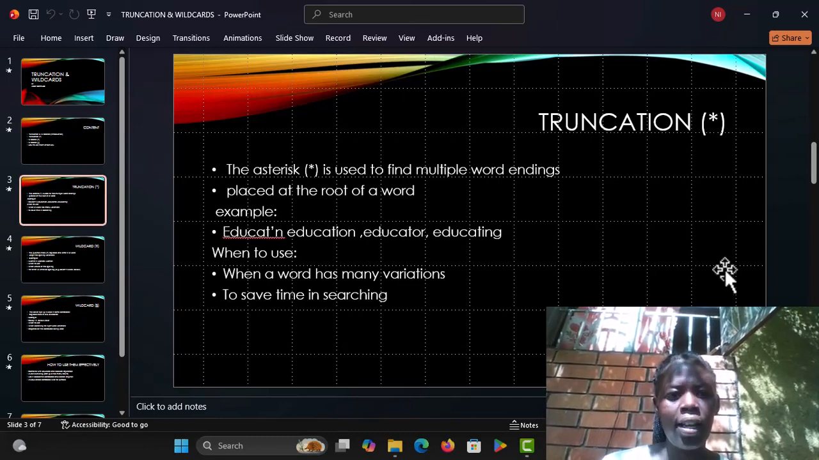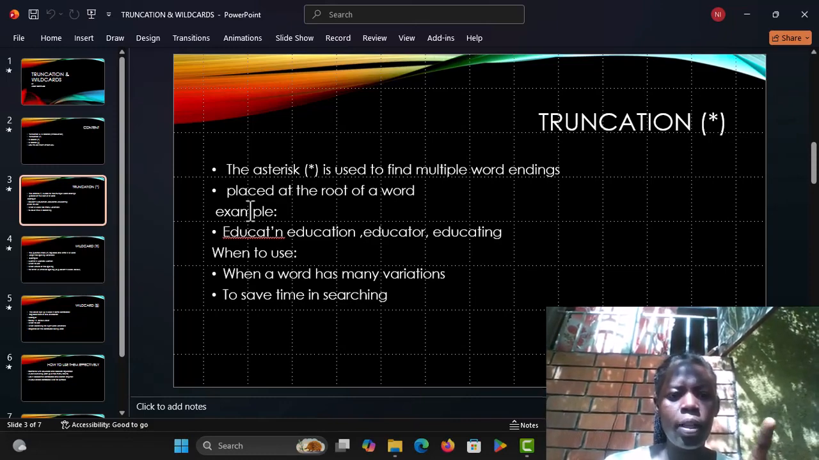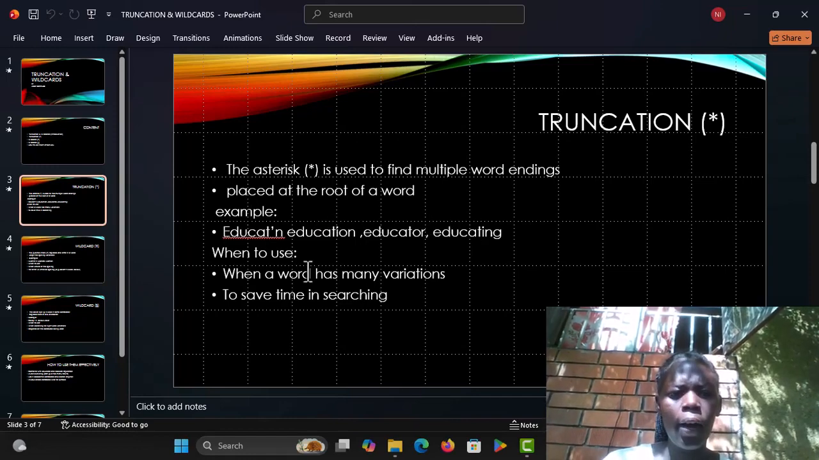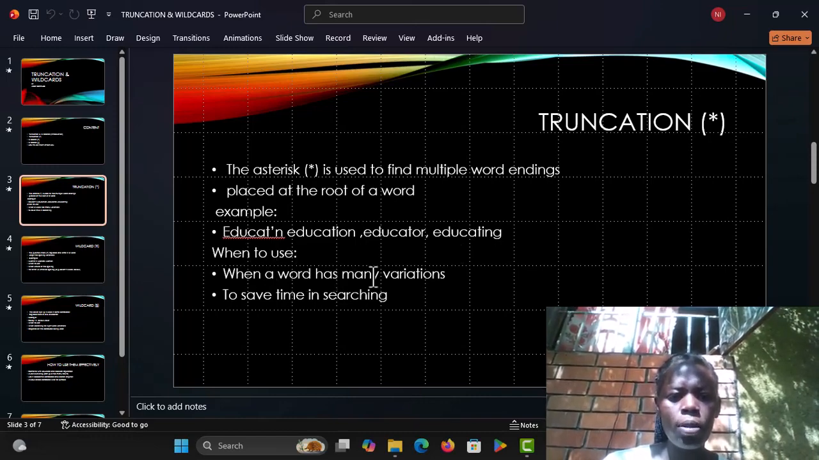So we shall start with truncation. The star. The star is used to find multiple word endings placed at the root of a word. Example, educat with an asterisk, which gives education, educator, and educating. When to use: when a word has many variations, to save time in searching. So that's all about the star truncation.